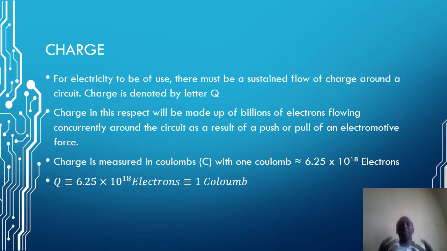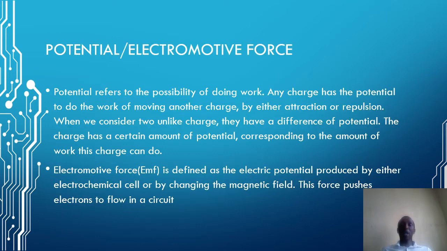Charge is actually like a collection of billions of electrons moving concurrently around a circuit as a result of the pull or push of an electromotive force. Charge is measured in what we call coulombs, and one coulomb is equivalent to 6.25 times 10 raised to power 18 electrons.